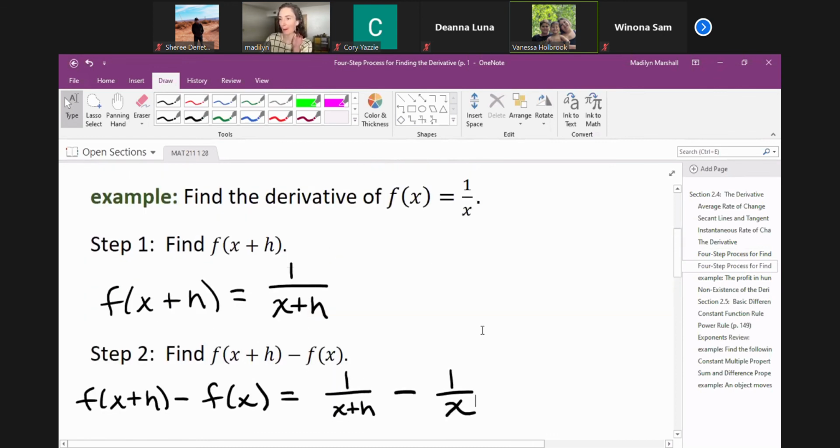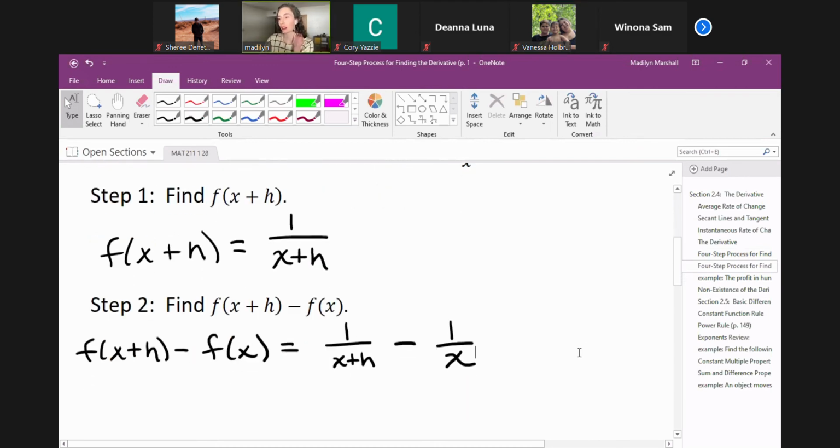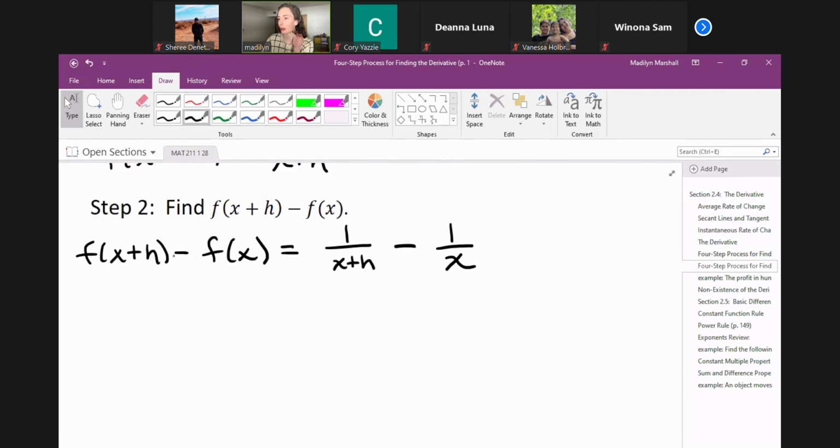Okay. So we have two fractions that have different denominators that we need to subtract. So we need a common denominator here. What is our common denominator between 1 over x plus h and 1 over x? Isn't it x times x plus h? Yes, exactly. X times x plus h. We can just multiply those two denominators together.